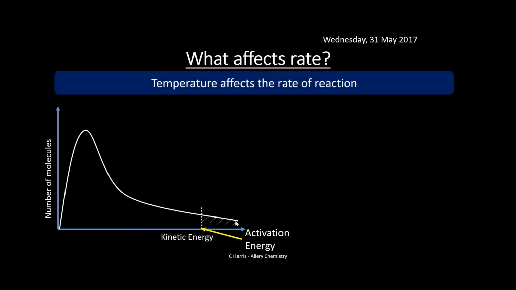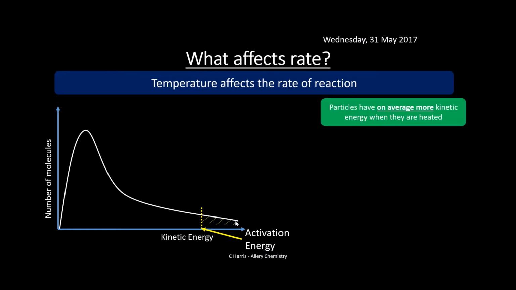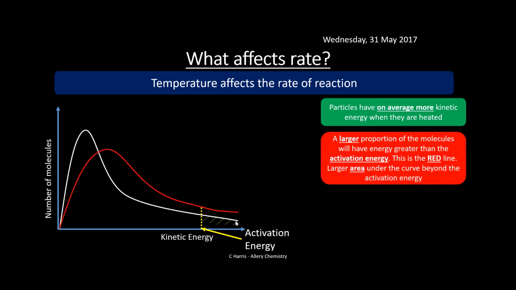Okay, so let's have a look at what affects rate. Temperature affects the rate of reaction. Particles on average have more kinetic energy when they're heated. Okay, remember this is on average. Not all particles will have more energy, but on average we've got a lot more having more energy. A larger proportion of the molecules will have energy greater than the activation energy when we've heated them.